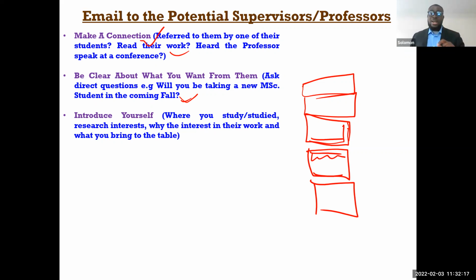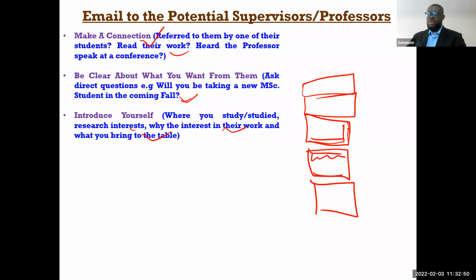Unless you have a strong connection, then in that case, you might want to draw out some of those connections, all right? And quickly, like two sentences, that's all. Don't be sending paragraphs, all right? So where you study or studied, your research interest, why the interest in the professor's work, okay, and what you bring to the table. So, I have expertise in A, B, C, and D, and this is very relevant to your research areas that I've seen on your profile. Simple stuff, two, three sentences, you are done. All right. And that is important.